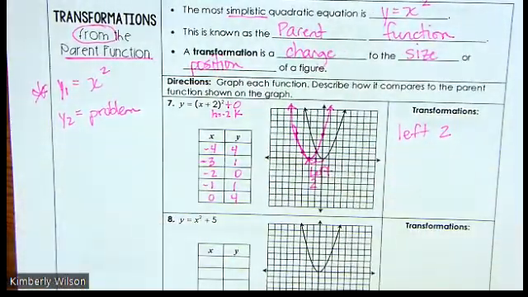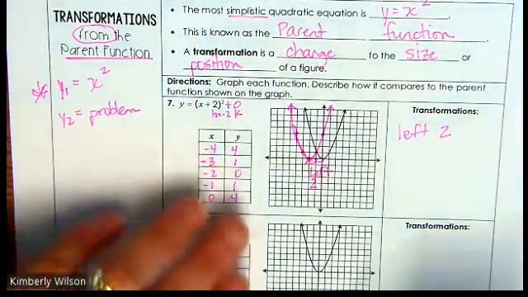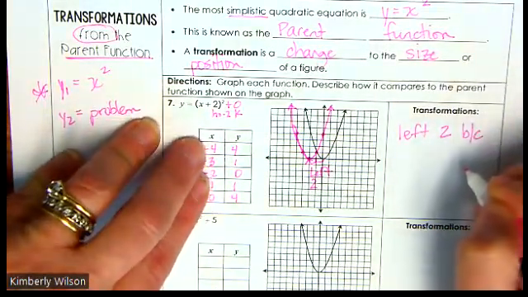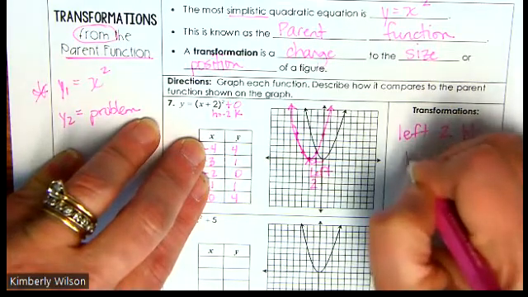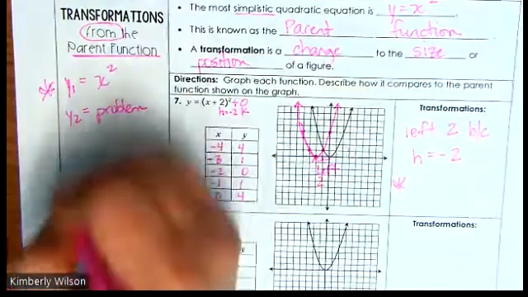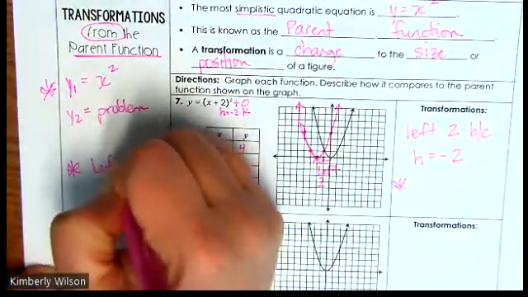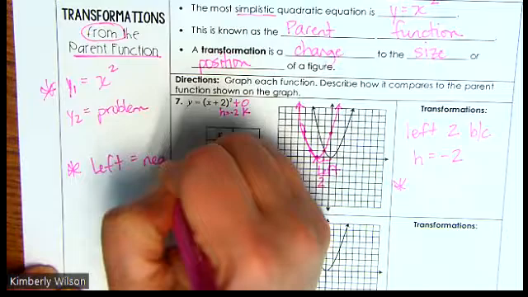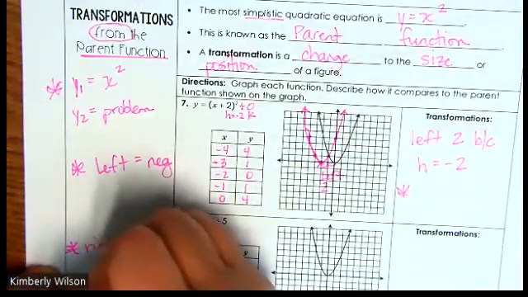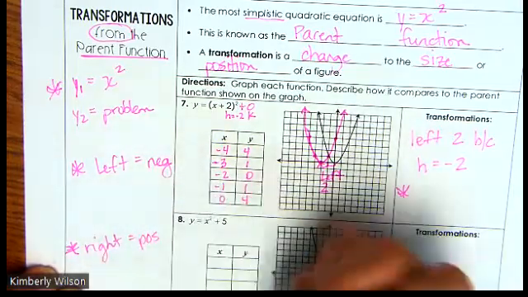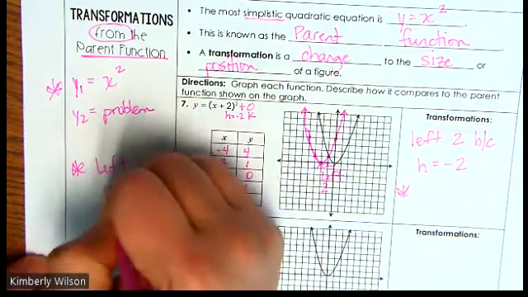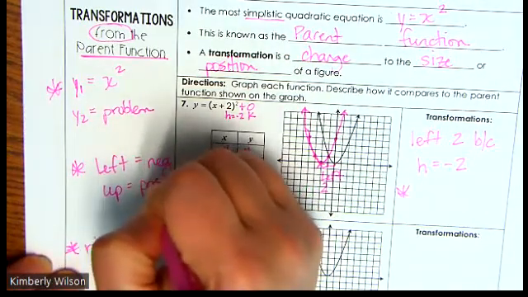2 to the left. So my description is, it is to the left 2. We can also look at our equation and we say left 2 because h equals -2. So to the left, now we'll write this over here. Left equals negative. Which means that the right is going to equal positive. Well, based on this as well, up is going to be a positive.